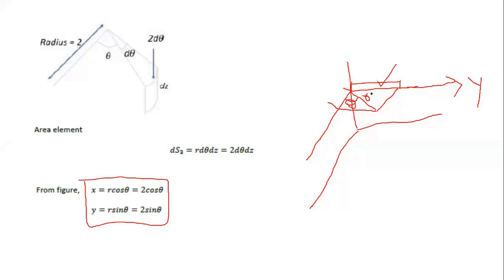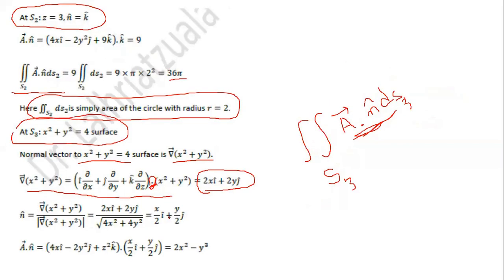So that is how you write using polar coordinates. Your r value, the radius here in our problem, is 2. So x is 2 cos theta, y is 2 sine theta. By writing x as 2 cos theta and y as 2 sine theta, I can convert my Cartesian coordinates into polar coordinates.